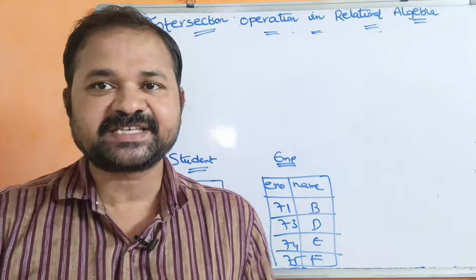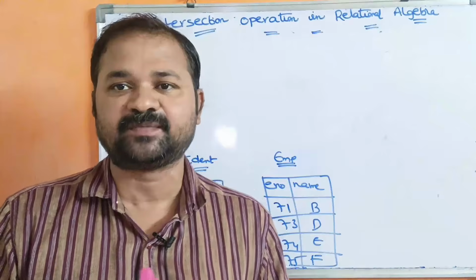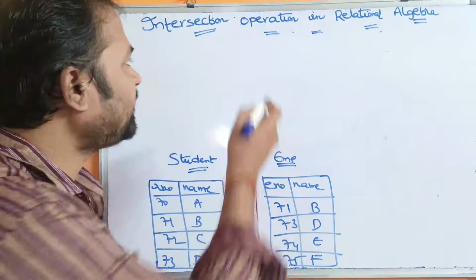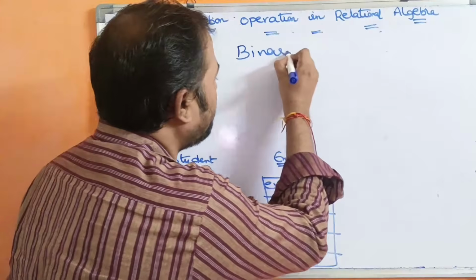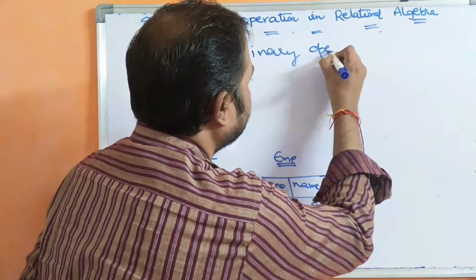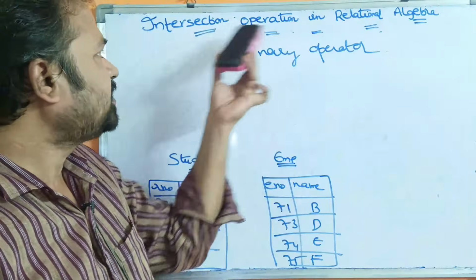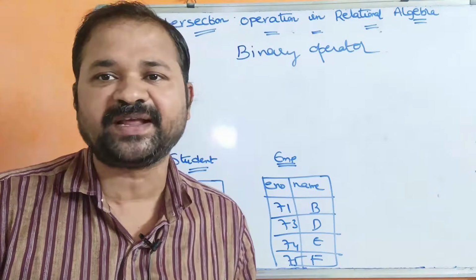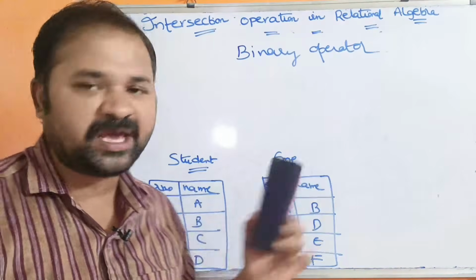Now let us discuss intersection operation in relational algebra. The intersection operator is called a binary operator. Binary means two. In order to perform intersection operation, we require two relations or two tables.